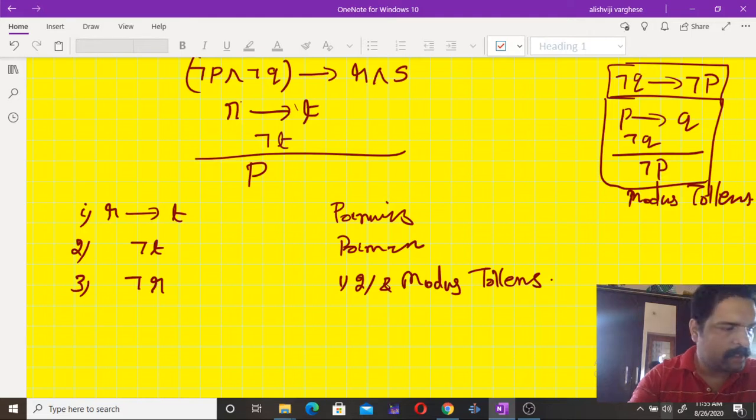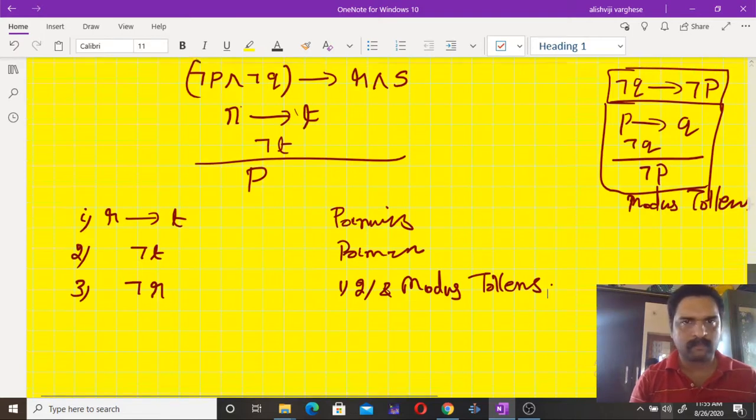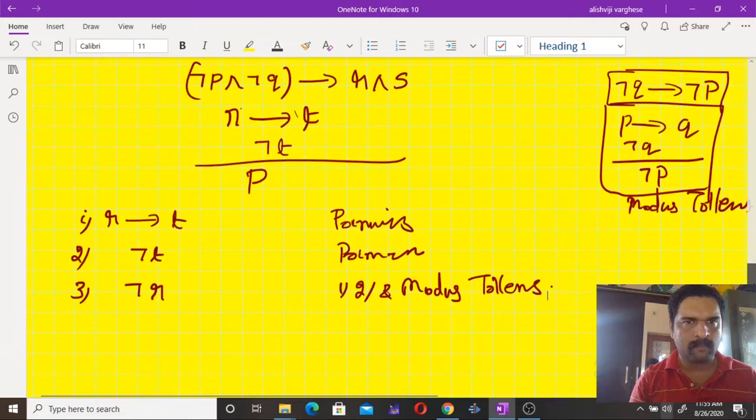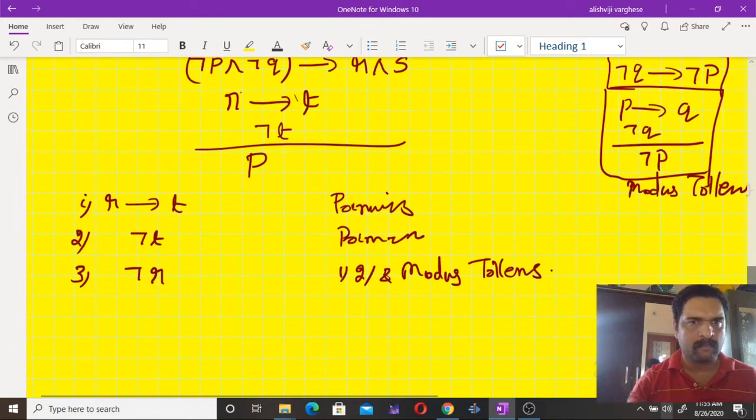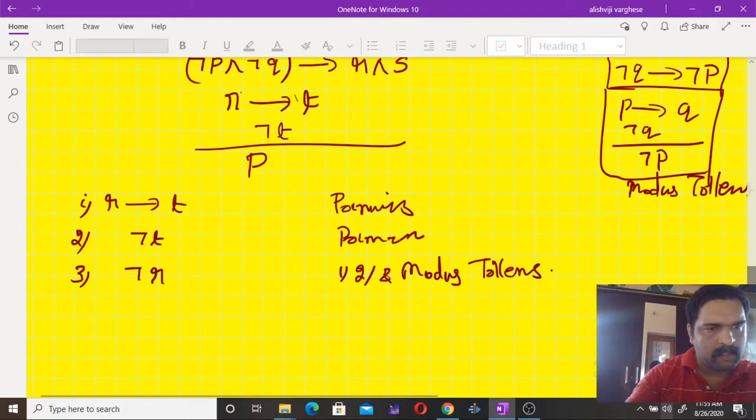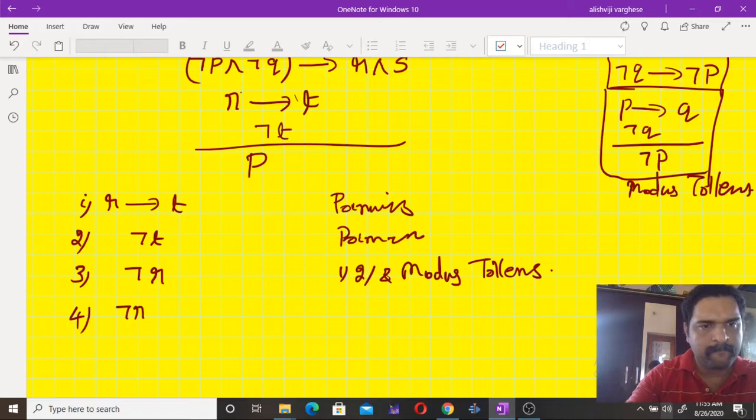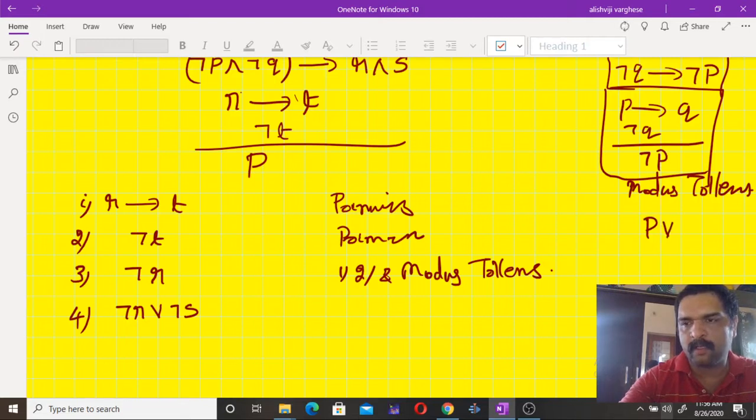So that means negation R is true. Now, what we have done: if we have negation R, then negation R or negation S is true. That means if P is true, then P or S is true, or P or Q is true.